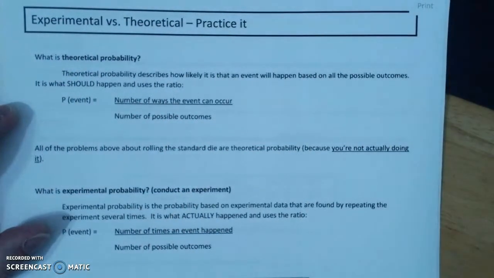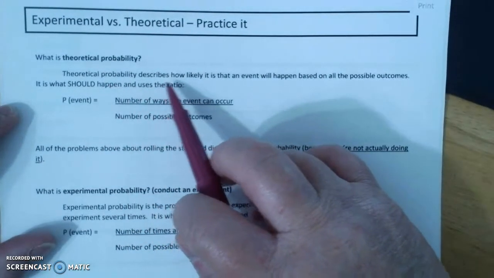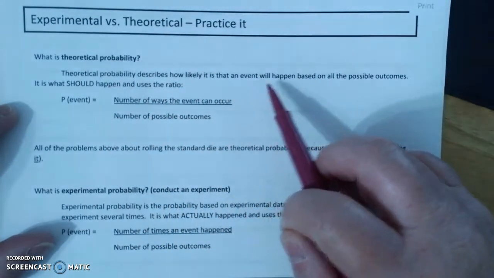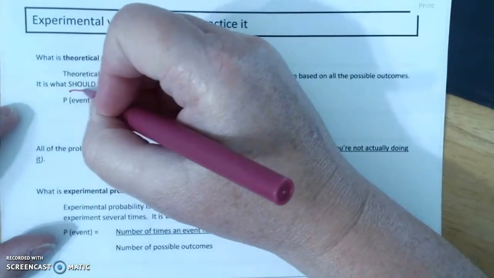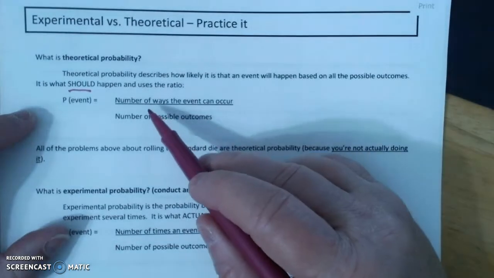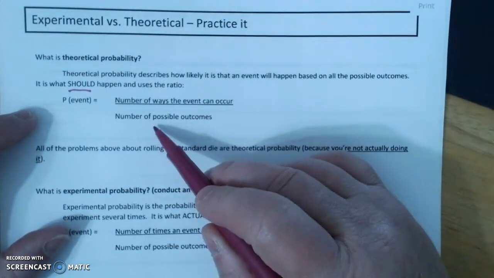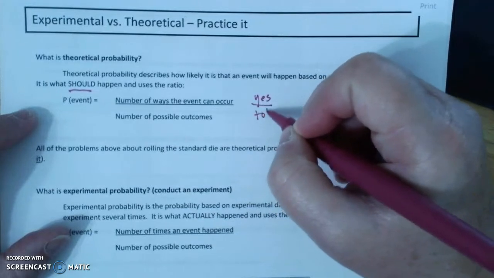So, what is theoretical probability? Theoretical probability describes how likely it is that an event will happen based on all possible outcomes. It is what should happen. And it uses the ratio: number of ways the event can occur over number of possible outcomes. We had simplified that as yes over total.